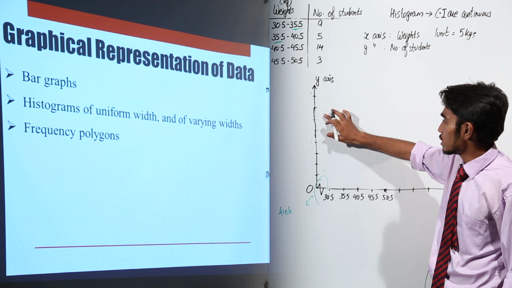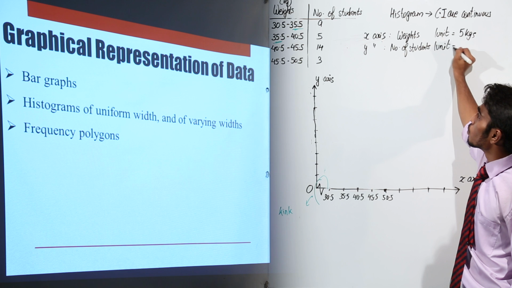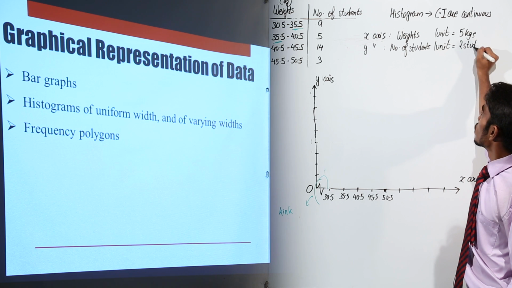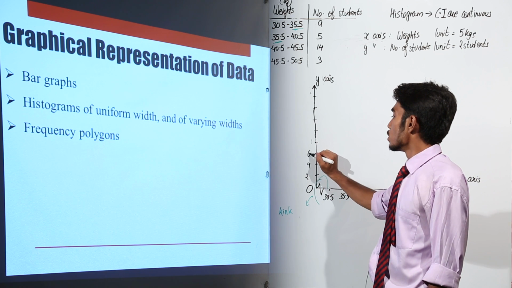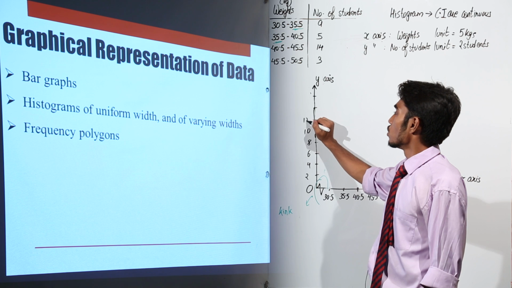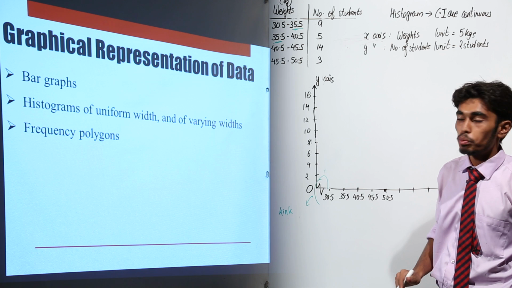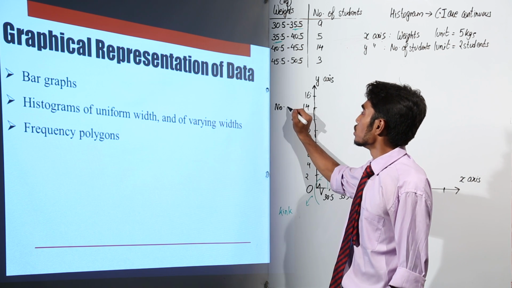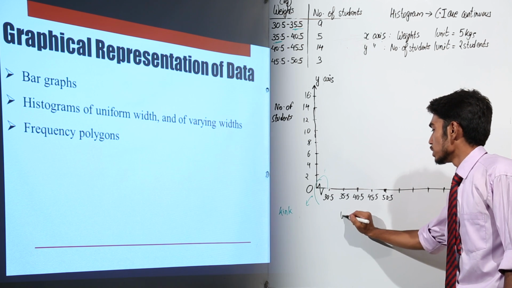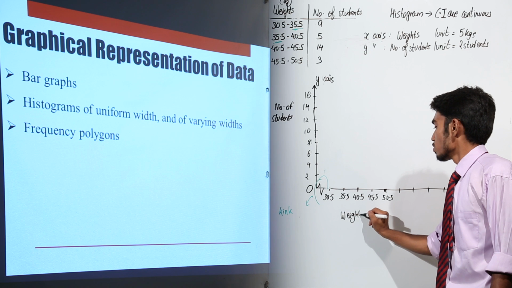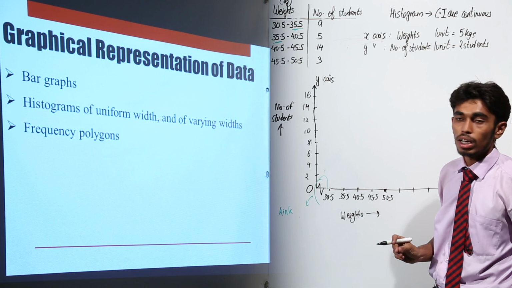1, 2, 3, 4, 5, 6, 7, 8. So the unit that I am going to take is 1 unit is equal to 2 students, right? 1 unit is equal to 2 students. So let's say this is 2, 4, 6, 8, 10, 12 and 14, right? So I have represented up till, let's say, 16 on the y axis. Y axis, let me write here number of students, and the x axis weights, which are in kgs, right? Now let us start with the first observation that we have.